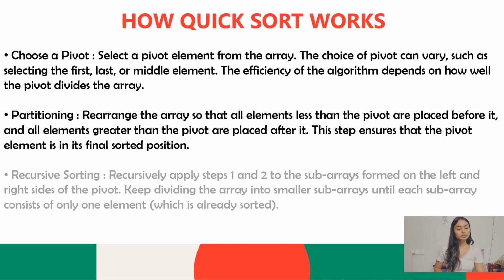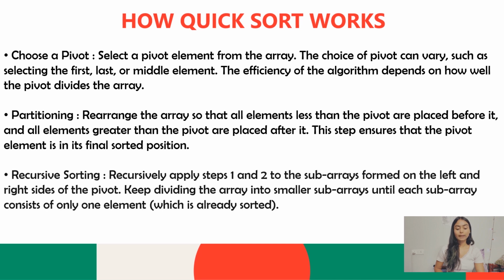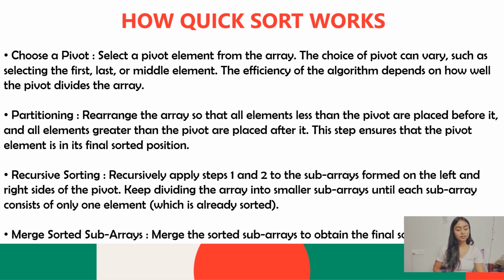So the next step is recursive sorting, recursively applying steps 1 and 2 to the subarrays formed on the left and right side of the pivot. Keep dividing the array into smaller subarrays until each subarray consists of only one element, which is already sorted. So the next step is to merge the sorted subarrays. Merge the sorted subarrays to obtain the final sorted array.